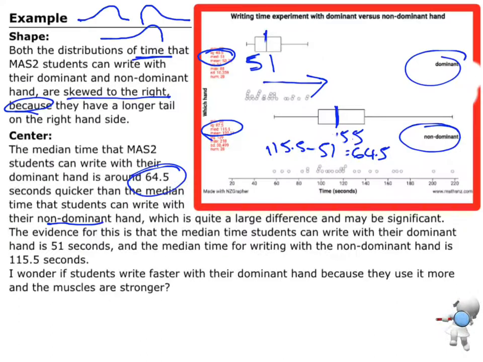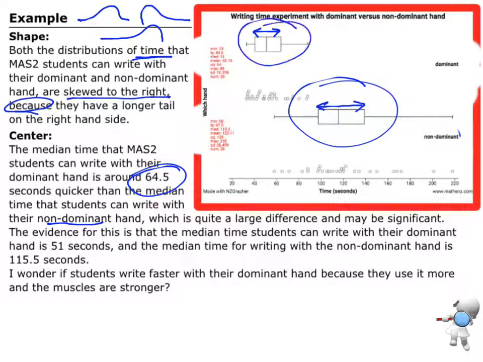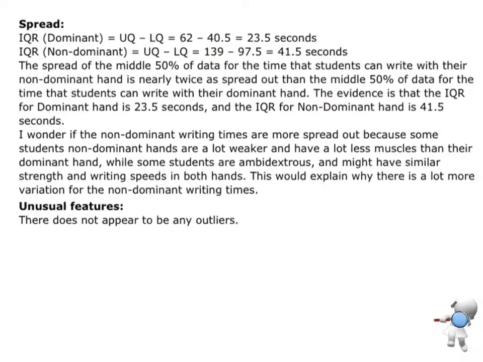The next thing we want to do is look at our spread. So to look at the spread, I want to compare how spread out the middle 50% is. So I'm looking at how wide these middle boxes are. So I'm just looking at the box. And when I look at those two little arrows that I've just drawn, the non-dominant hand, that's quite a lot more spread out than the dominant hand. So that's the comparison that I want to first of all make. So I want to say that the spread of the middle 50% of data for our non-dominant hand is nearly twice as spread out as the time for their dominant hand.